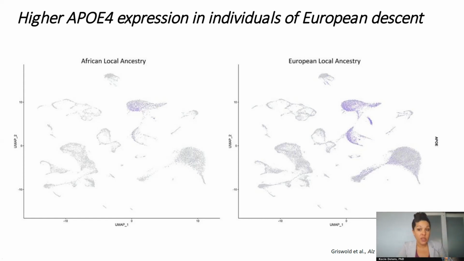So looking at E4 expression based on African or European ancestry, we actually see that people with E4 and African local ancestry have a lower E4 expression, which is that purple, relative to people who are E4 with European local ancestry. You can see a lot more purple here, meaning there's a higher expression of E4. So this is really interesting, again, showing here is this really well-known genetic risk factor for Alzheimer's disease, yet it is not having the same expression on people of different ancestral backgrounds.